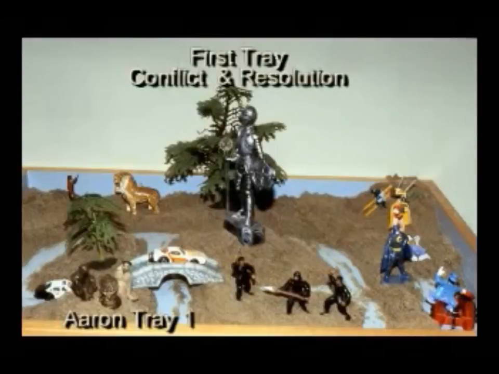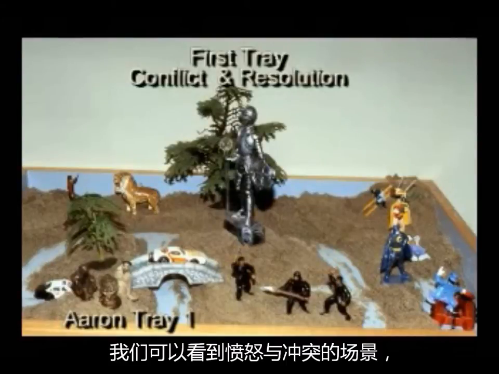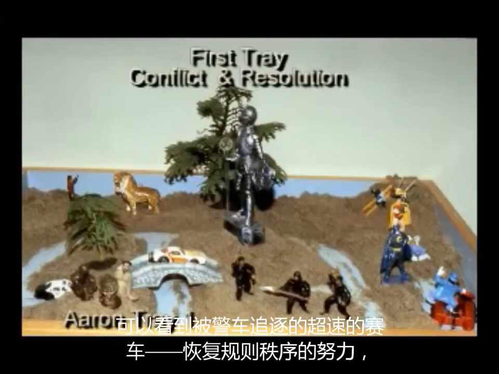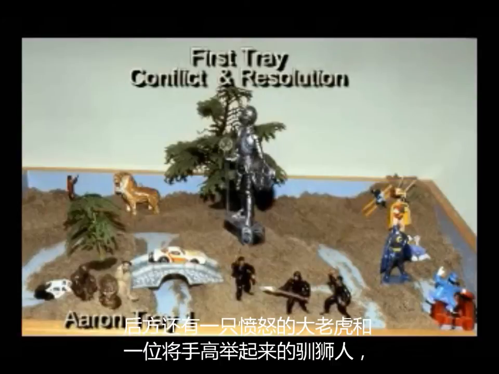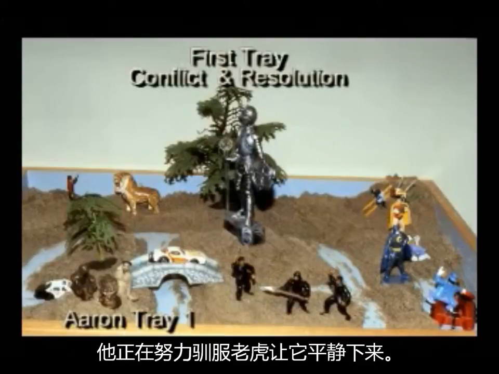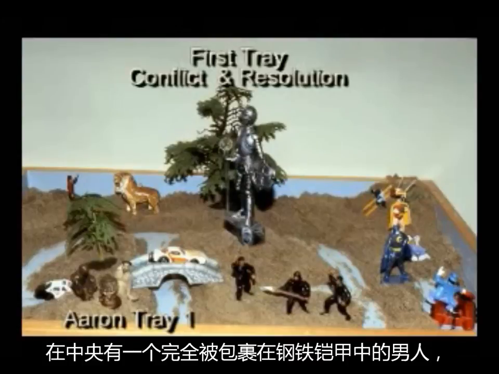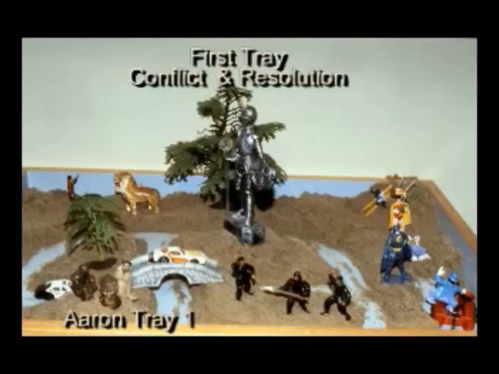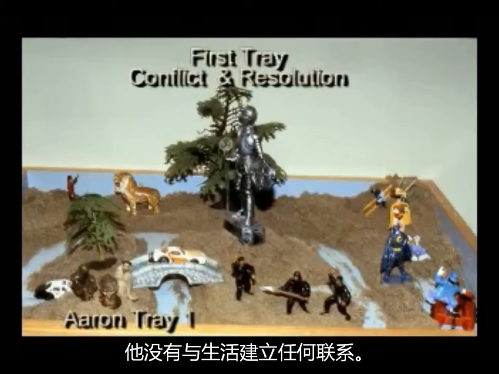Here in Aaron's first tray, we see pictures of anger and conflict, a speeding car being chased by a policeman attempting to bring order to it. We have in the back a raging huge tiger and a man holding up his hand as if to try to tame it and calm it down. In the middle we have a man who is completely encased in steel. He can't move, he can't breathe, he is not connected with life.